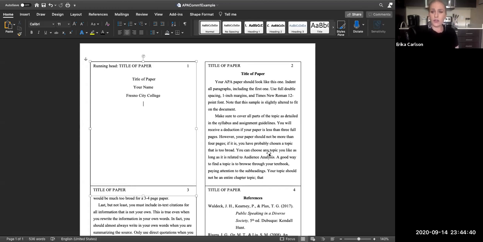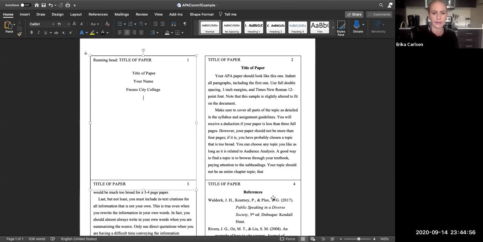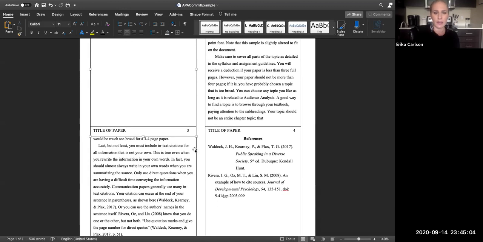So you can choose any topic you want, and I would suggest reading through chapter 6 of your textbook and taking note of what interests you, because you can expand on that in your paper and write about something that really interests you. A good way to find a topic, like we were saying, is to browse through your textbook, specifically chapter 6, and pay attention to the subheadings. So you can't write a paper on the entire chapter.